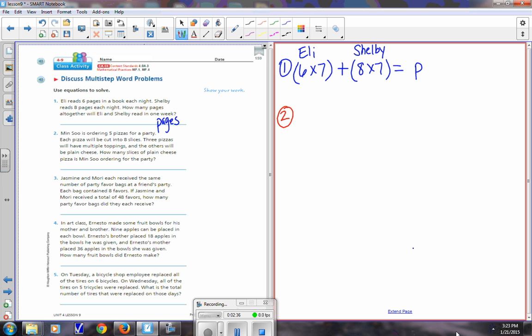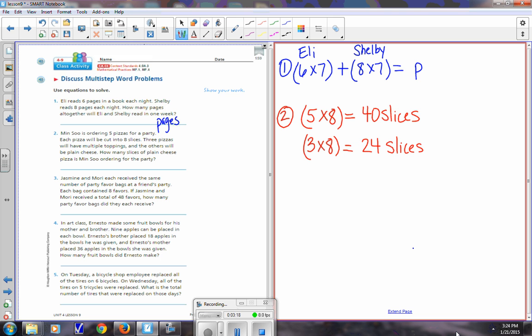So, first I need to figure out how many pieces of pizza I'm going to have. So I'm going to do 5 pizzas times 8 slices each. So I know that I'm going to have 40 slices of pizza total. Then I have 3 pizzas at 8 slices each that are going to be multiple toppings. So I know that's 24 slices of multiple toppings. And all the rest are going to be plain cheese.